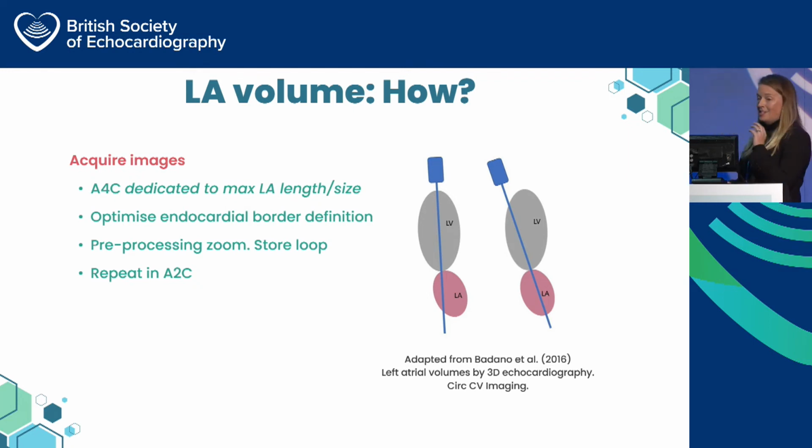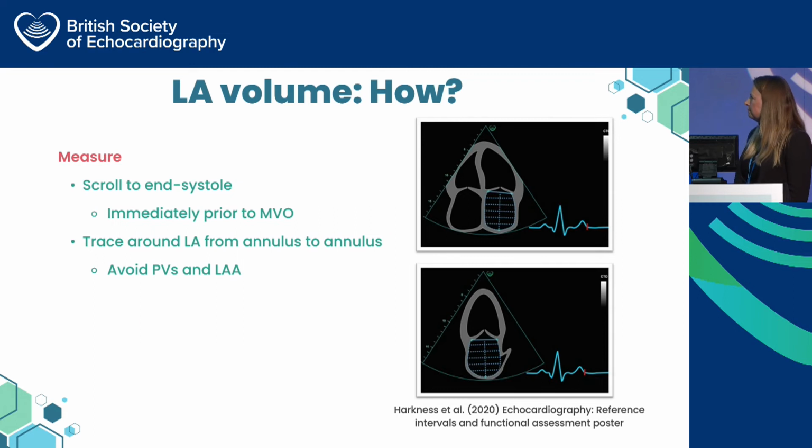And I would suggest zooming on that area. Pre-processing zoom improves resolution. Post-processing often doesn't have any impact. Pre-processing zoom, really make sure you've got clear endocardial definition, and you want to make that left atrium look as long as possible, okay? That's one of the keys here. So you'll do it in your 4-chamber view, and then you're going to repeat it in your 2-chamber view, and that will give you your biplane measurement. So the take-home message, dedicated view of left atrial size for measurement.